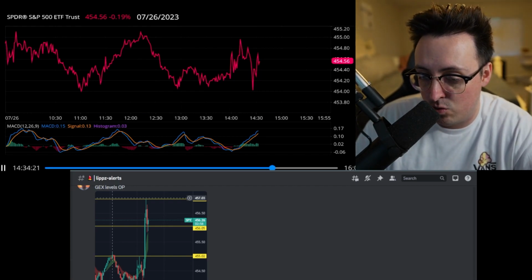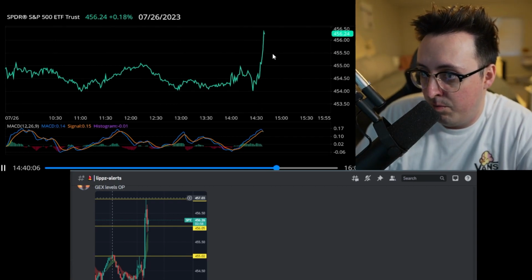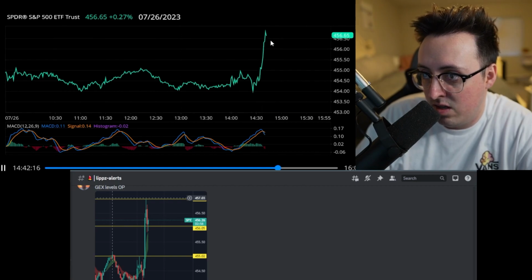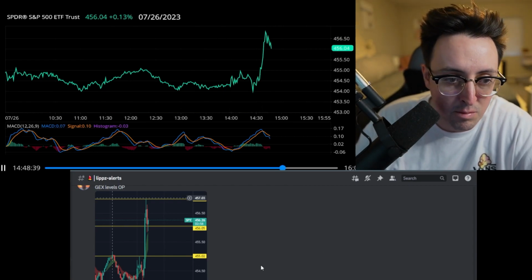Price is going to magnet towards that level. So let's see what happens. There's that big move past 455 to 456. We did get a move back up, and then we went pretty much straight to 457. And that was also a gamma exposure level.